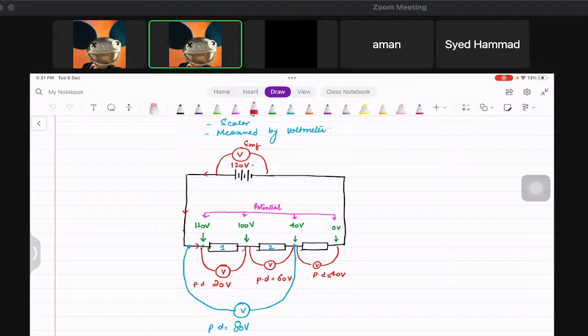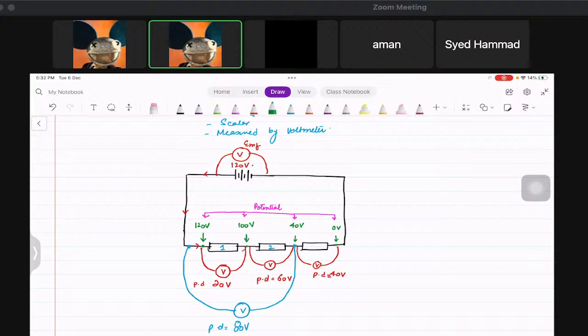Okay. So now one thing that I would like to tell you is that, and that's very essential to understand, write a note here, that current always goes from a point of higher potential to a lower potential.